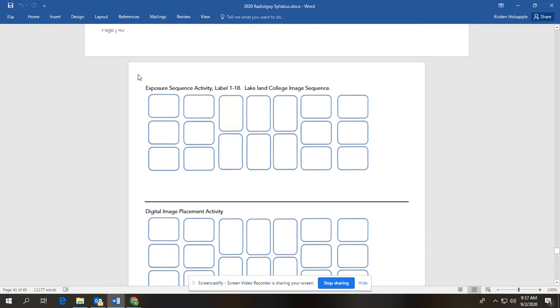If you look, this would be the right side. This would be the left side. So this box right here is tooth number 1, 2, 3, 4, 5, 6, 7, 8, 9, 10, 11, 12, 13, 14, 15, 16, 17, 18.